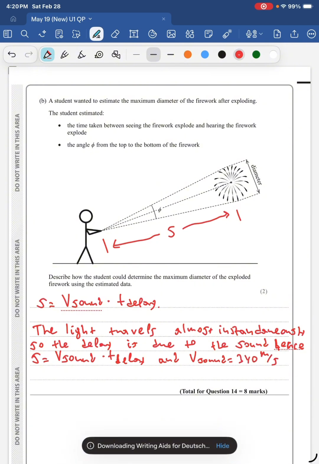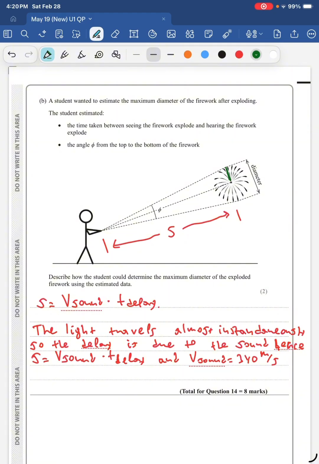Let me double check this. I'm actually going to Google it. So speed of sound: 343 meters per second. Okay, we said 340, we are good. So we found S, but notice that now we have this right triangle here, okay?